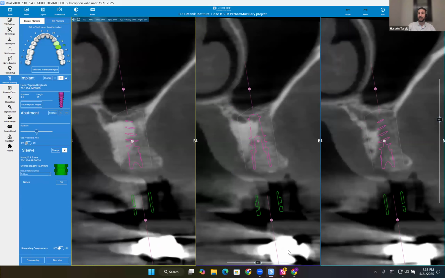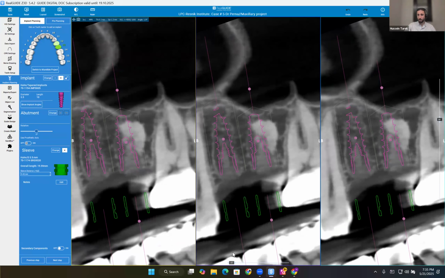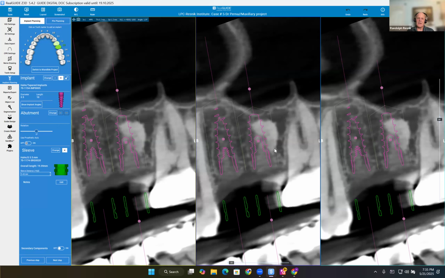13 is a 3.5 by 10, sir, engaging the bone over here, engaging the cortical bone of the maxillary sinus, and engaging the lesion over here to the distal aspect. That's the 2 implants I added for this case, Dr. Resnick. Okay, so Hussein, can you make 13 an 8 millimeter? Yes, sir. Here we go. Yeah, it was threading the needle a bit. I was able to get a couple in, but it was tight.